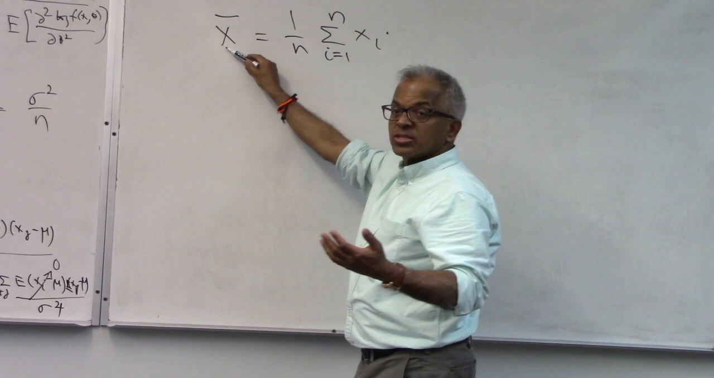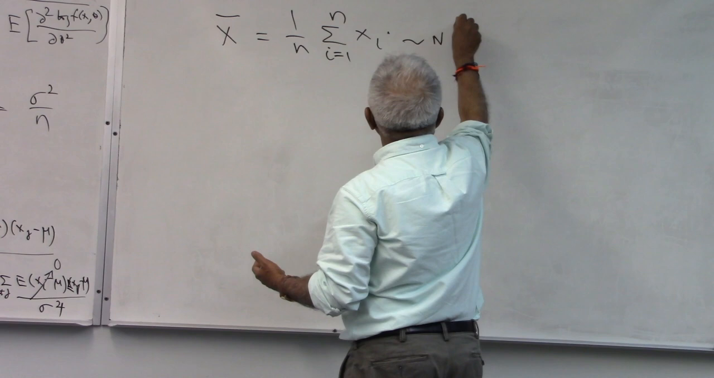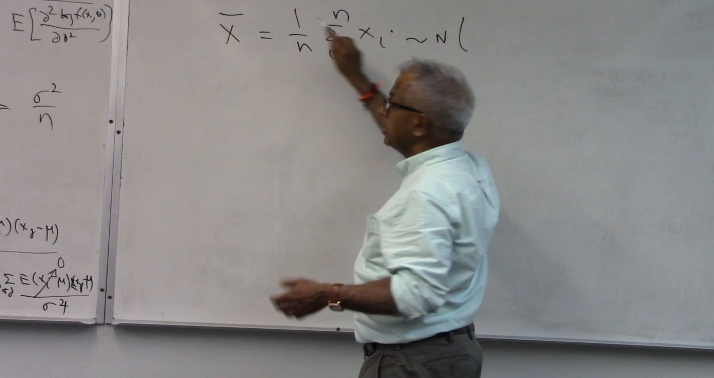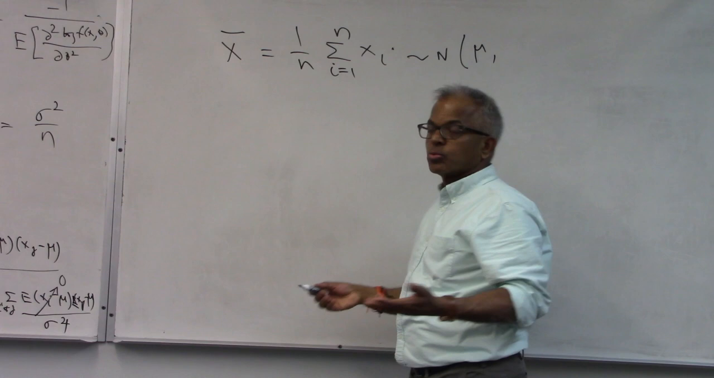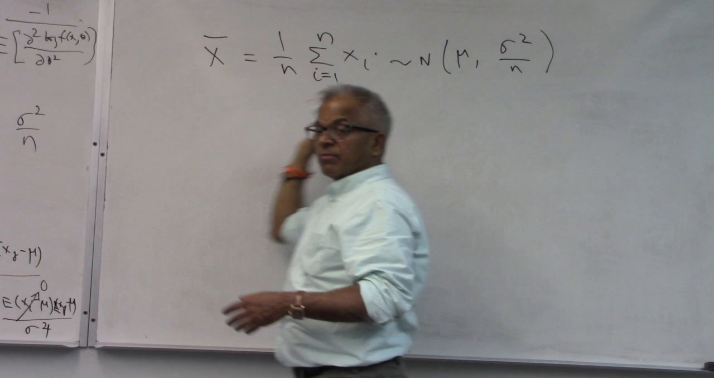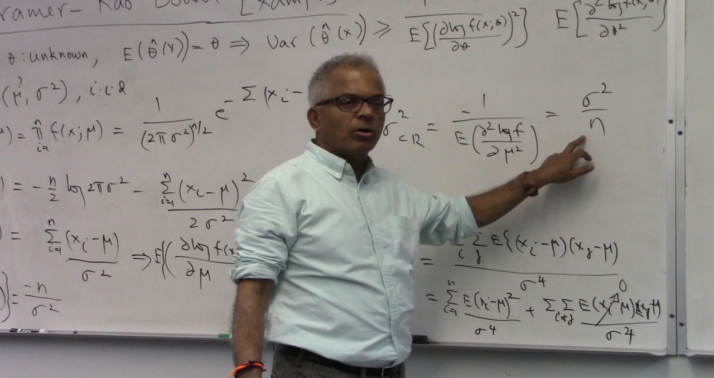Mean is mu, because n mu over n. So mean is mu. And what is the variance? All of them are independent, so it's the sum of the variances divided by n squared. So n sigma squared over n squared, that's sigma squared over n. So look here, in this case we got lucky, because the variance agrees with the Cramer Rao bound. So this is an efficient estimator.